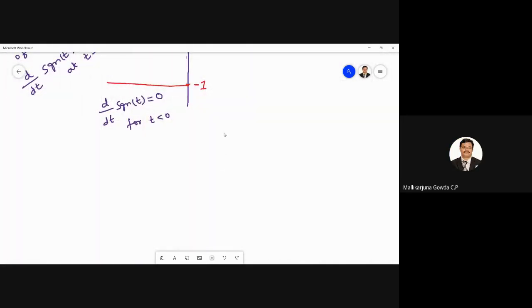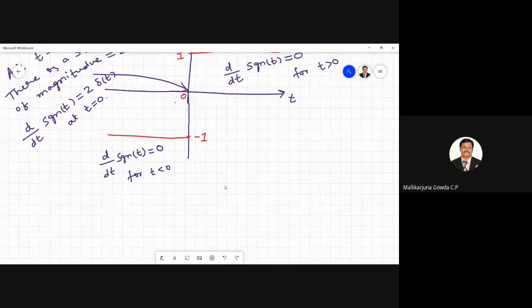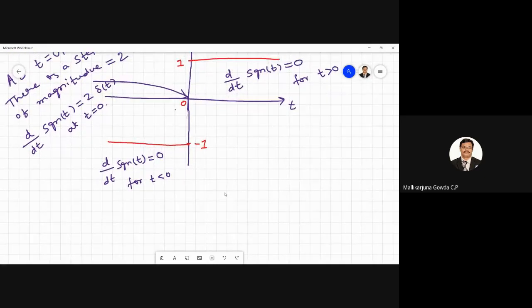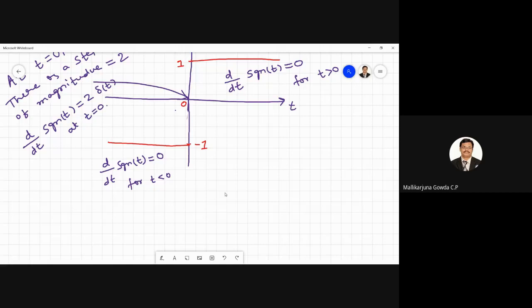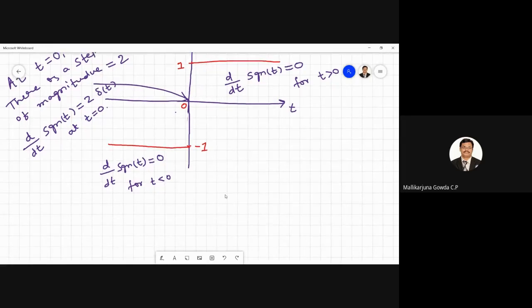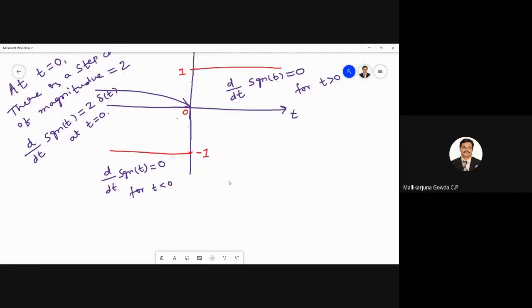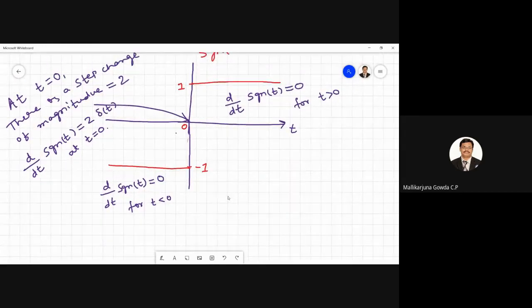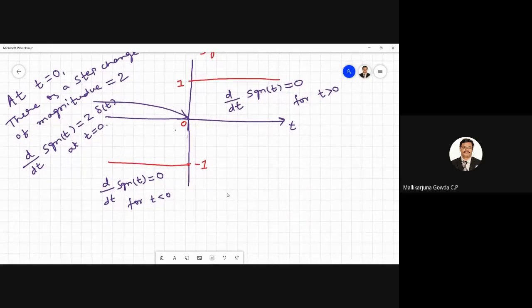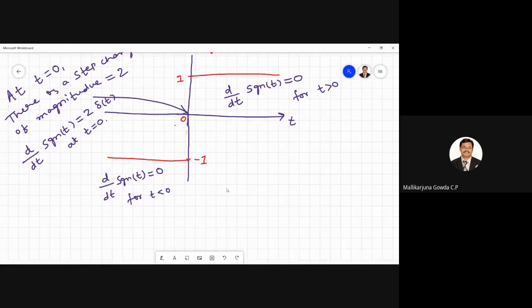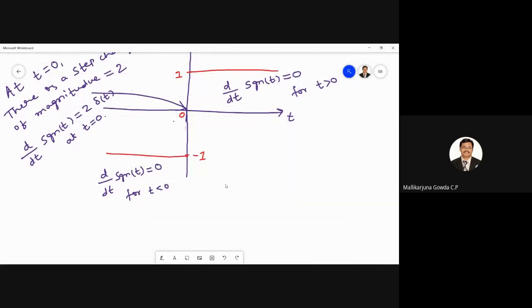Okay, I think this point is clear. No? How do we take the derivative, right? We all know the derivative of a constant is 0. So with respect to that, I wrote for both the positive side and the negative side. And I said at t equal to 0, there is a step change in magnitude, which is equal to 2. So when I take the derivative of that, I can write d by dt of sgn of t is equal to 2 into delta of t at t equal to 0.